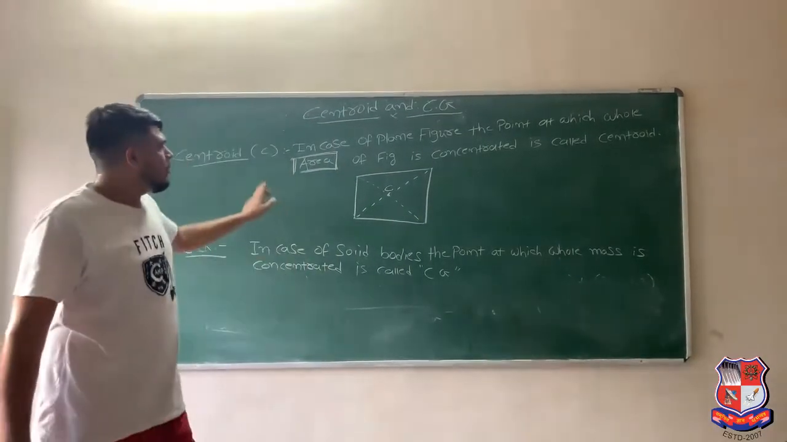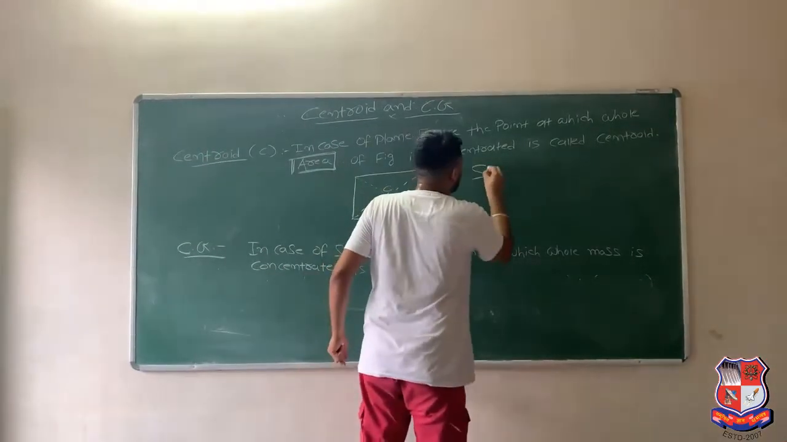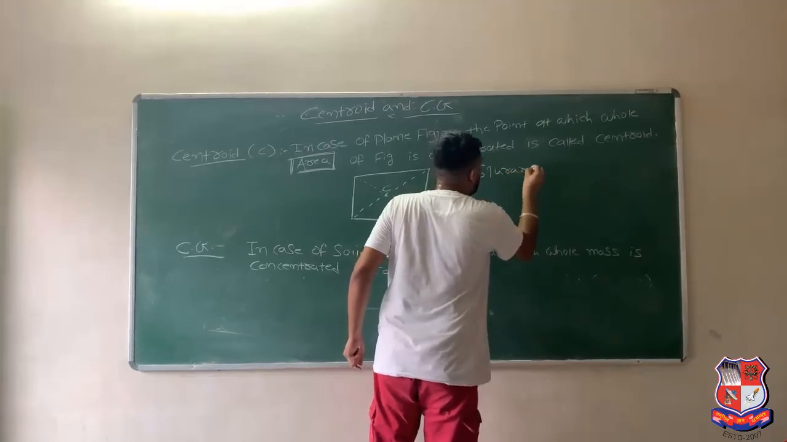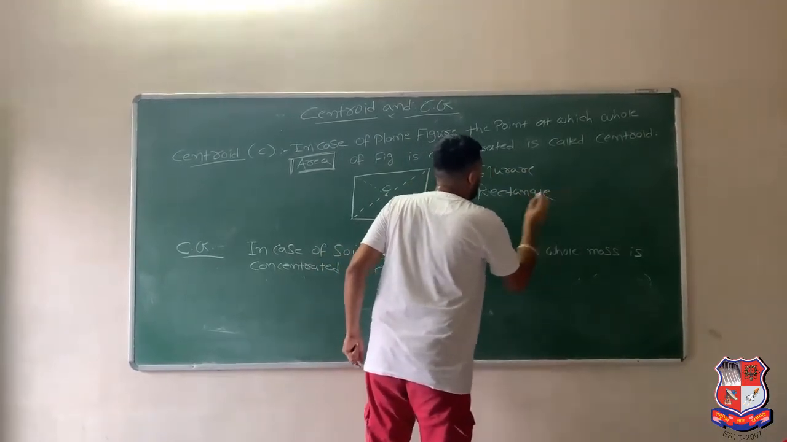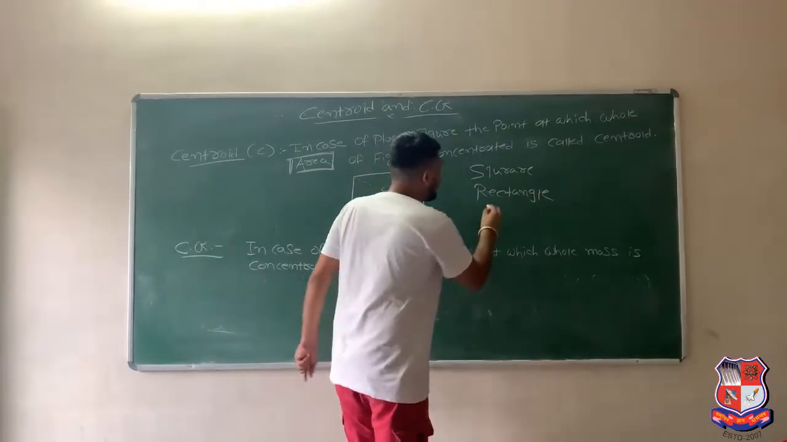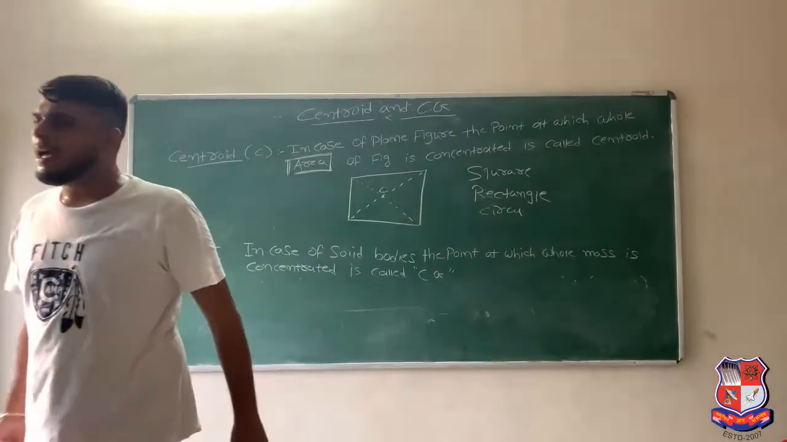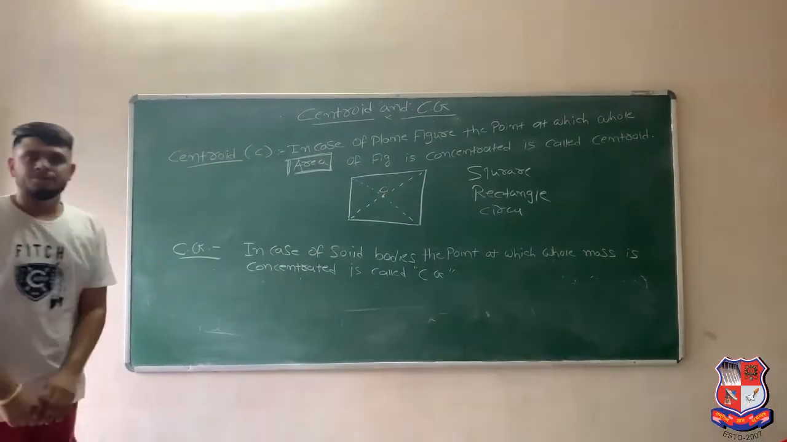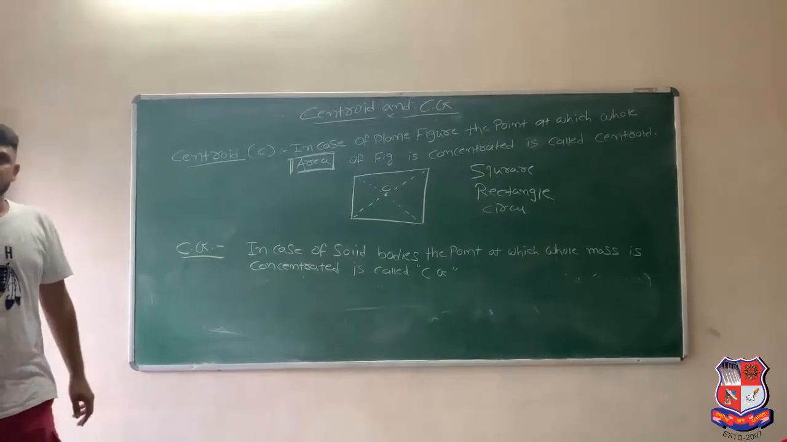Clear? For example, what kind of plane? It's a square, rectangle, circle. This kind of plane area has a centroid. And what is the difference between centroid and CG?